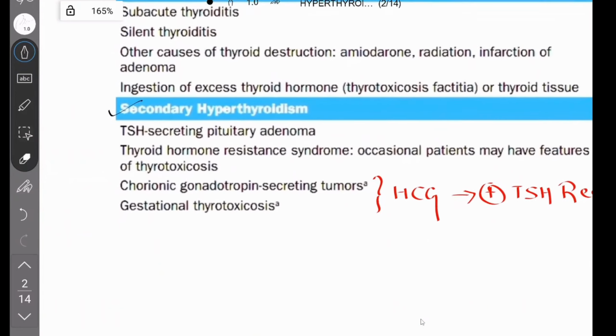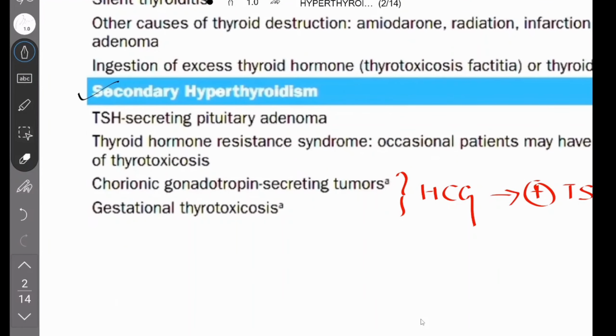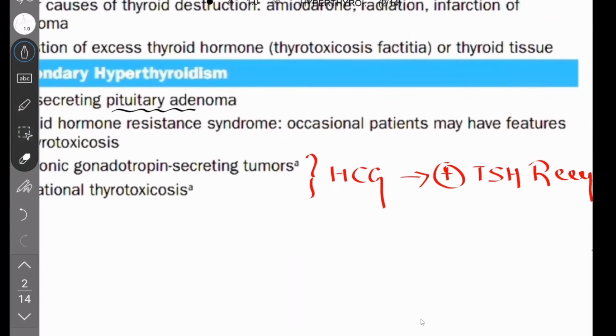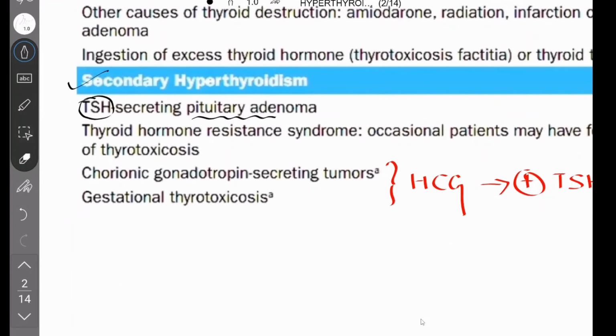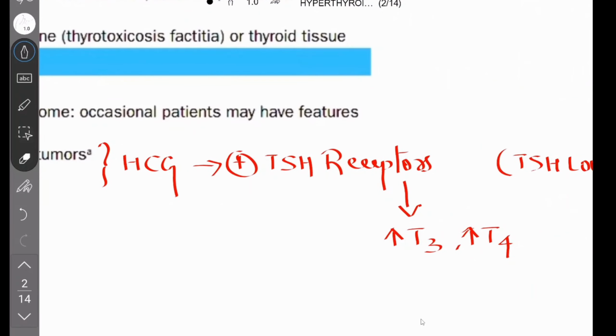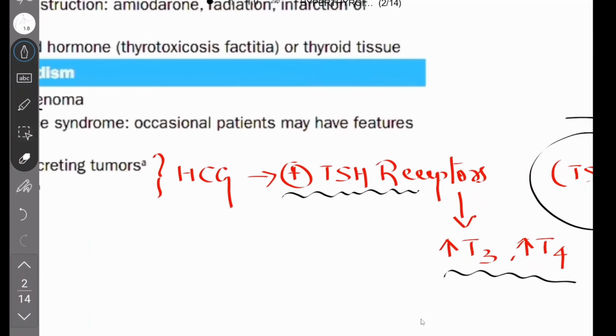Next comes the secondary hyperthyroidism. Here, the gland is normal. Something is making the gland produce excess thyroid hormone. That is pituitary adenomas, pituitary tumors, which produce excess TSH. Second, thyroid hormone resistance syndrome. Occasionally a patient may have features of thyrotoxicosis. Then chorionic gonadotropin secreting tumors and gestational thyrotoxicosis. What is that? HCG stimulates the TSH receptors. We should know that the alpha or beta subunits are similar between HCG and TSH. So it stimulates the thyroid to produce increased T3 and T4. So the TSH will be low.